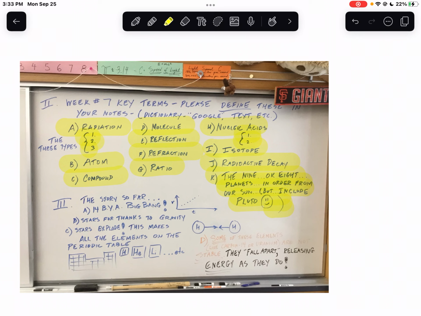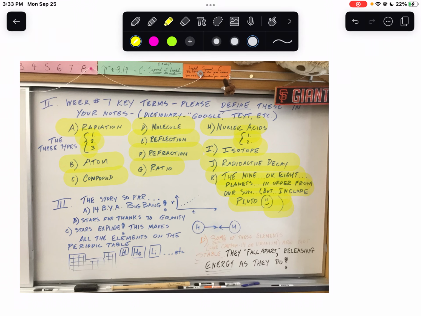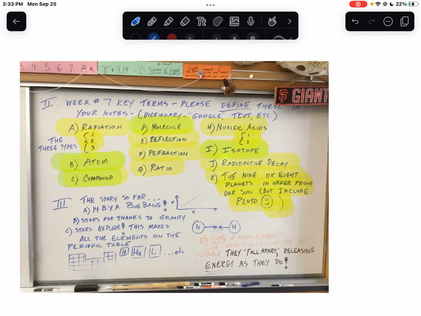But back to the key terms. On the key terms, first of all, it's not that much work. We've actually already had atom. We've already had compound. We've already had molecule. We've also already had isotope in a sideways sort of way. We've talked about carbon-14 dating. And so what I'm asking the students to do here is to simply go through and make sure in their notes they have the definition of each of these, in their own words preferably.